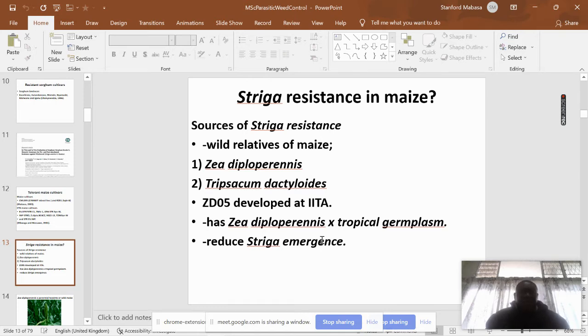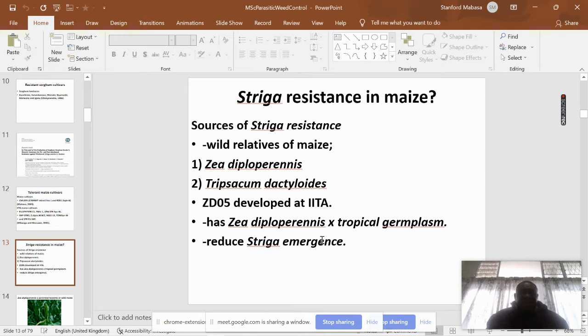These have been obtained from wild relatives of maize, which are basically two. The first one is Zea diploperennis. It's actually a grass which can resist these parasites. We also have another grass known as Tripsacum dactyloides, which doesn't support Striga infestation.